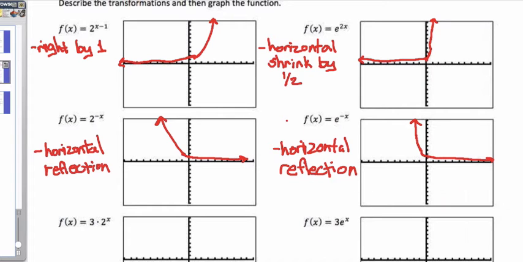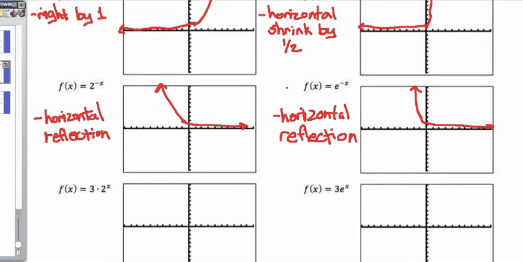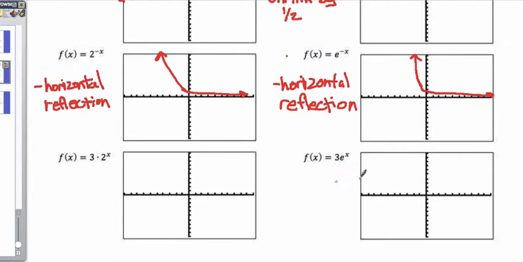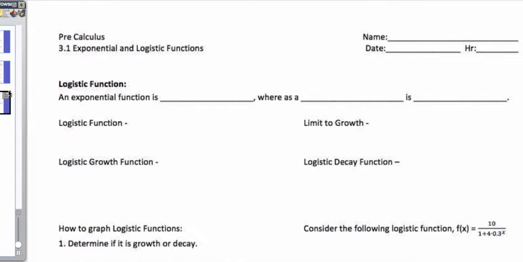All right, last one here is for you again. If you're able to figure this one out, hopefully this one will be clearer. I want to show you what a logistic function is.